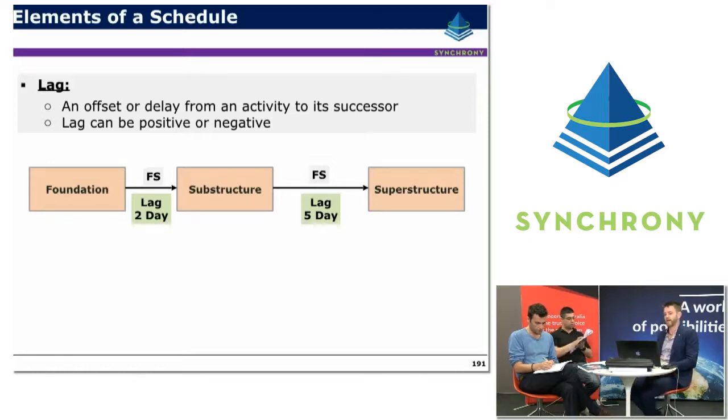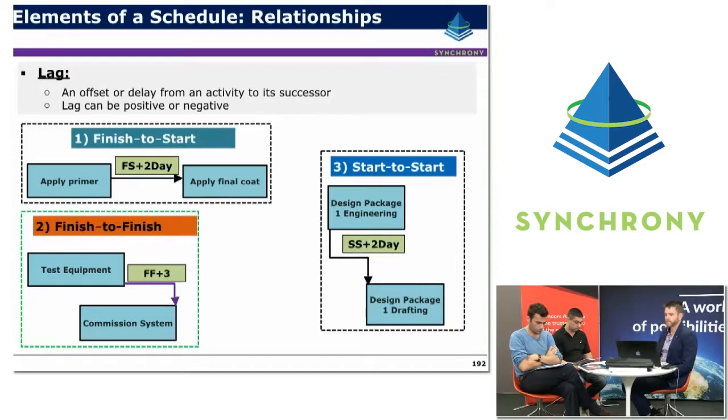So for an example here, we have a foundation with a finish to start relationship with a substructure with then a following lag to a superstructure. The lag can be applied to a number of different types of relationships. So it might be an offset or a delay. Once again, it's an offset or a delay from the predecessor to the successor. So a typical example for a finish to start with a lag delay might be applying a primer, so performing some level of painting, and then having a lag or a cure period before applying the final coat.